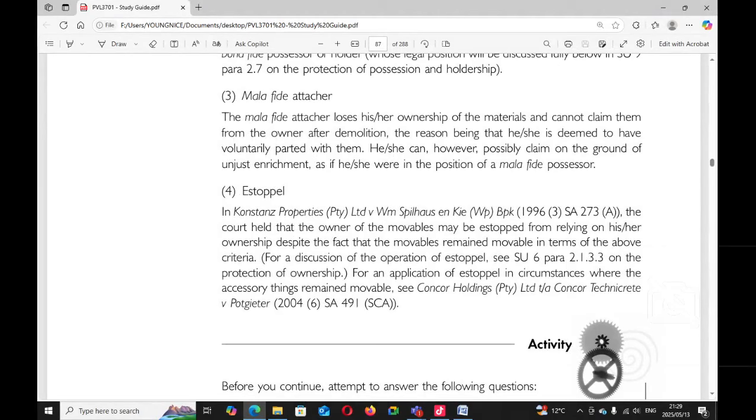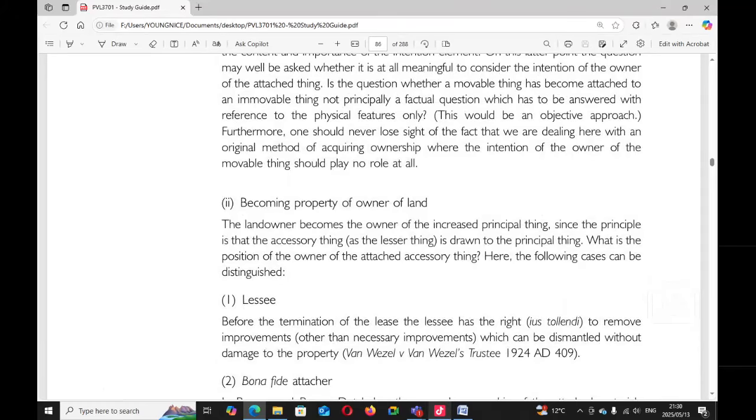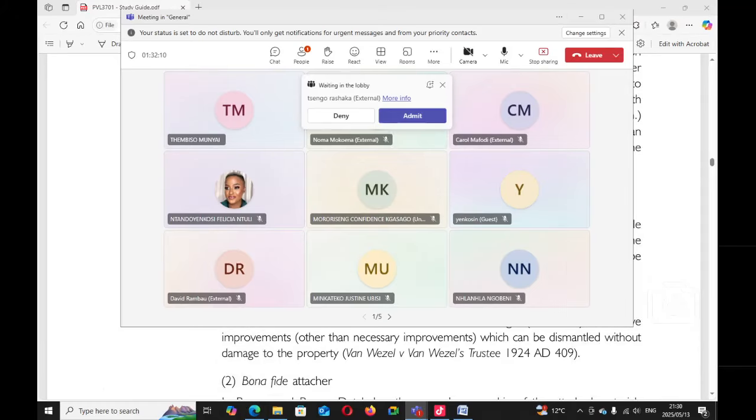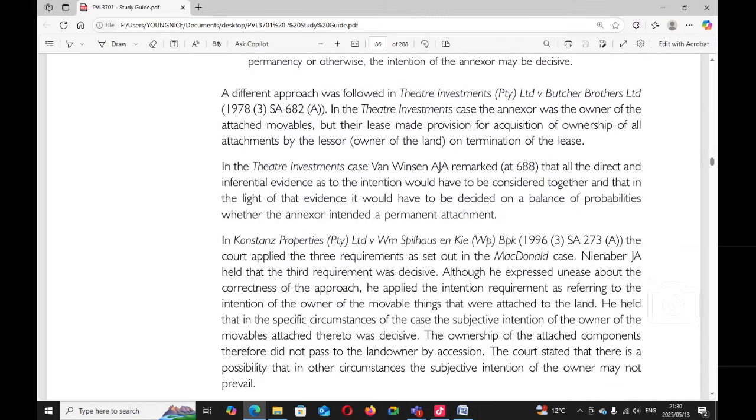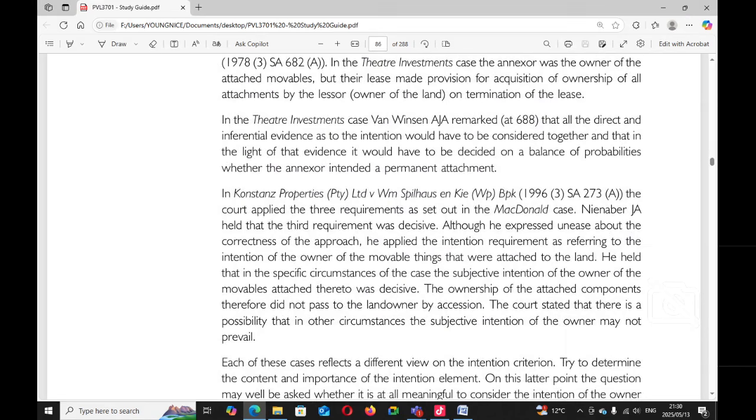This is the case of Constant Properties. The court applied the 3 requirements set out in McDonald. However, in this case of Constant Properties, there was the irrigation farm. And don't forget, this question was in the examination, especially in 2022. There was this type of question. So it's very important to understand what transpired in the case of Constant Properties, Pty Ltd.